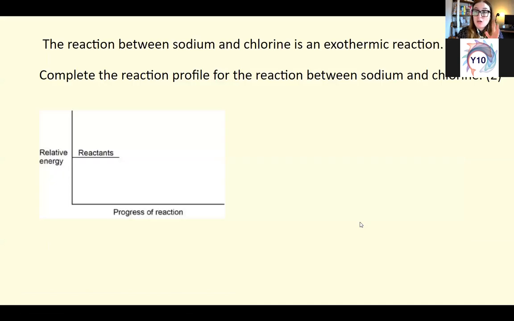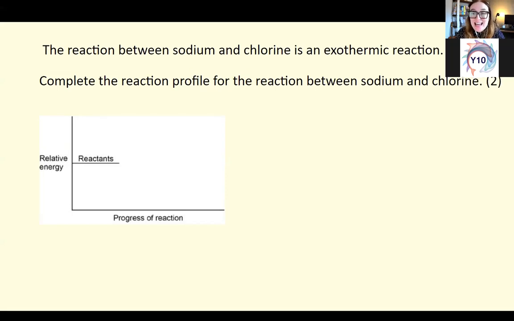Now, what I want to show you are two examples of really, really simple questions on this. Now, the first one, the reaction between sodium and chlorine is an exothermic reaction. So in your head, what are you thinking when you hear exothermic? What is that word? What are the words that you're thinking of straight away? You should be thinking increase in temperature or hotter. It gets hotter. It says complete the reaction profile for the reaction between sodium and chlorine.